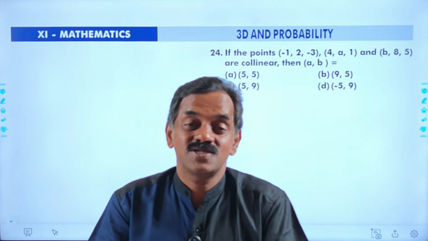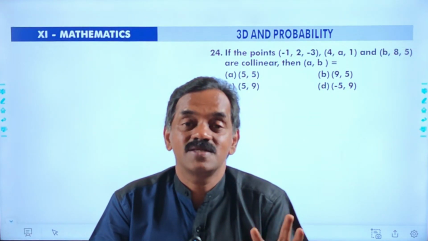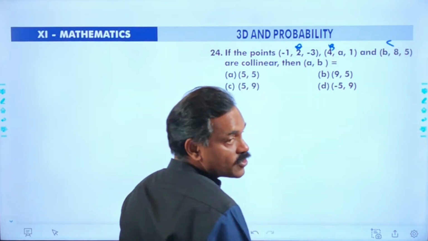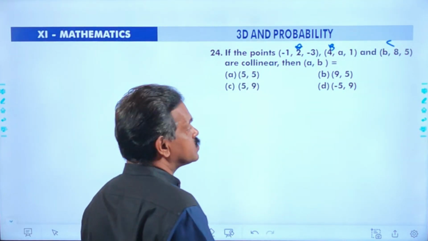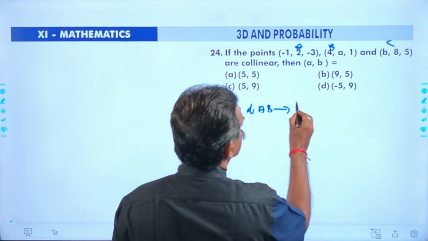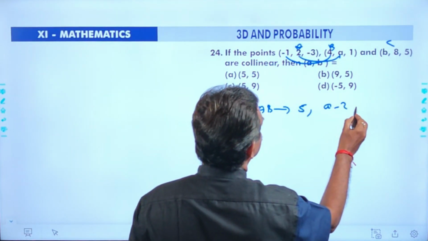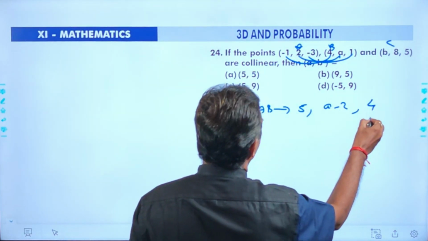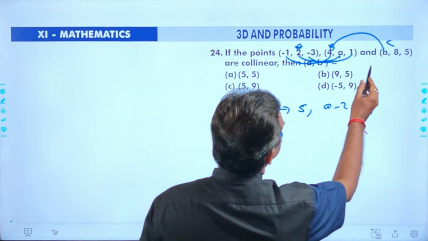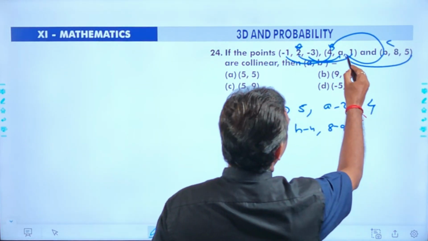If the points are collinear, the easiest way to do that: when 3 points are collinear, their direction ratios are always proportional. How do you evaluate the direction ratios? Just simply subtract the coordinates. So listen carefully. Suppose I am taking these as A, B and C. Make a note of this point, it will help you for the board examination also. What are the direction ratios of AB? Subtract: 5 minus 2, A minus 3, 1 minus 4. Then what are the direction ratios of BC? It will be B minus 4, 8 minus A, then 5 minus 1, 4.